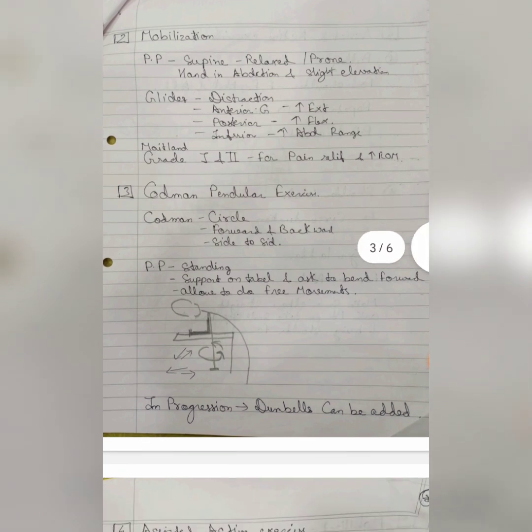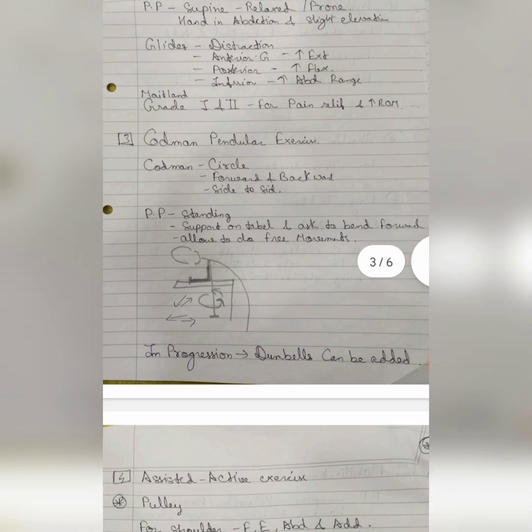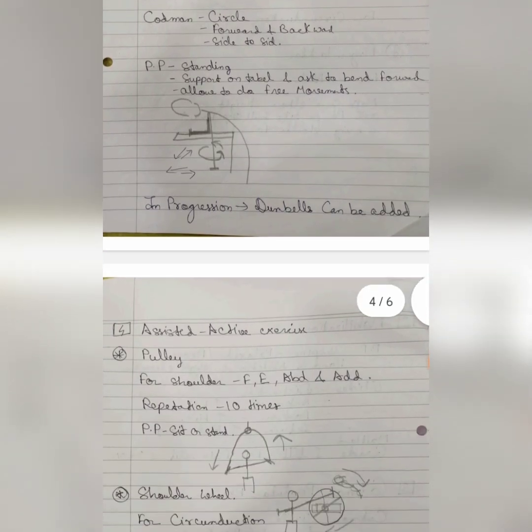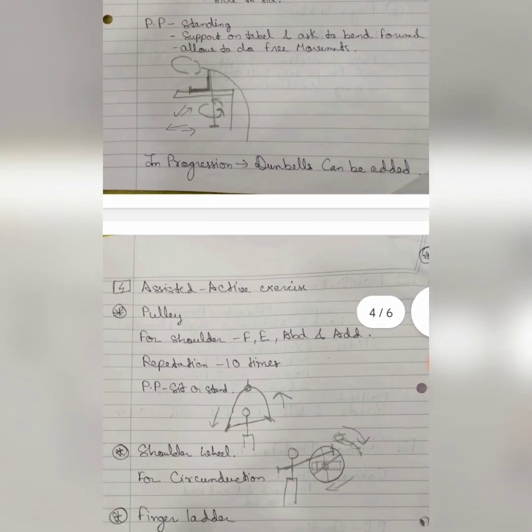Now the third thing which could be given is Codman pendular exercise. Codman pendular exercise includes Codman circle, forward and backward movement of the hand, and side to side movement. You just explain the procedure: patient position would be standing, supported on the table with one hand. Ask the patient to bend forward and allow them to do these free movements, right? There is circle, forward, backward and side to side.